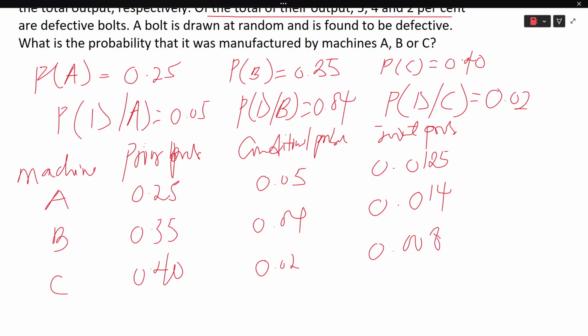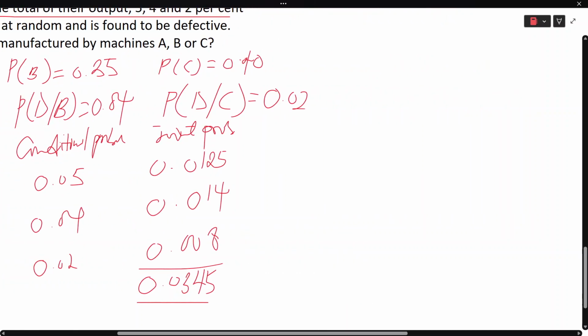The next thing we have to do is find the total of the joint probability. 0.0125 plus 0.014 plus 0.008, giving us a total of 0.0345. Now let's find what we are required to find.